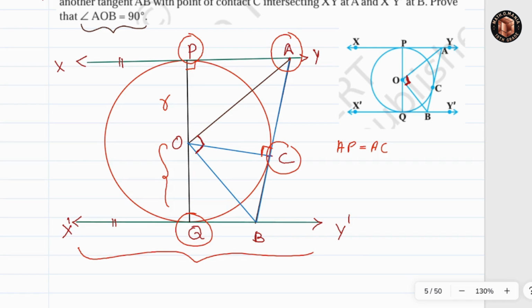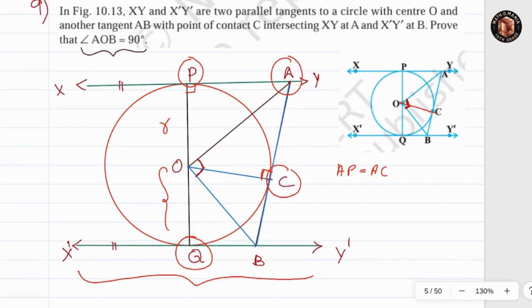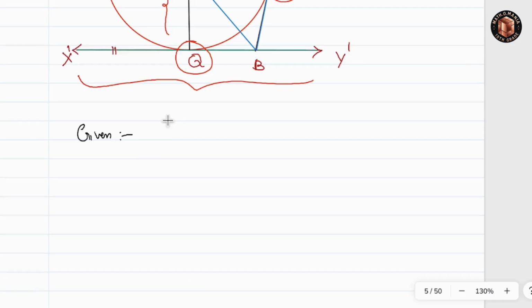Then one more thing that we have to do is that we have to join OC. That means from here till here you have to join this line. Okay, then from here we can do the rest of the parts. So now let's first start from our given. Whenever we get a question, the first thing that we have to do is write the given part. Then if any construction is there, we have to do it. Then to prove. Then proof. Given XY is parallel to X dash Y dash. Then what is to prove? To prove angle AOB equal to 90 degree.